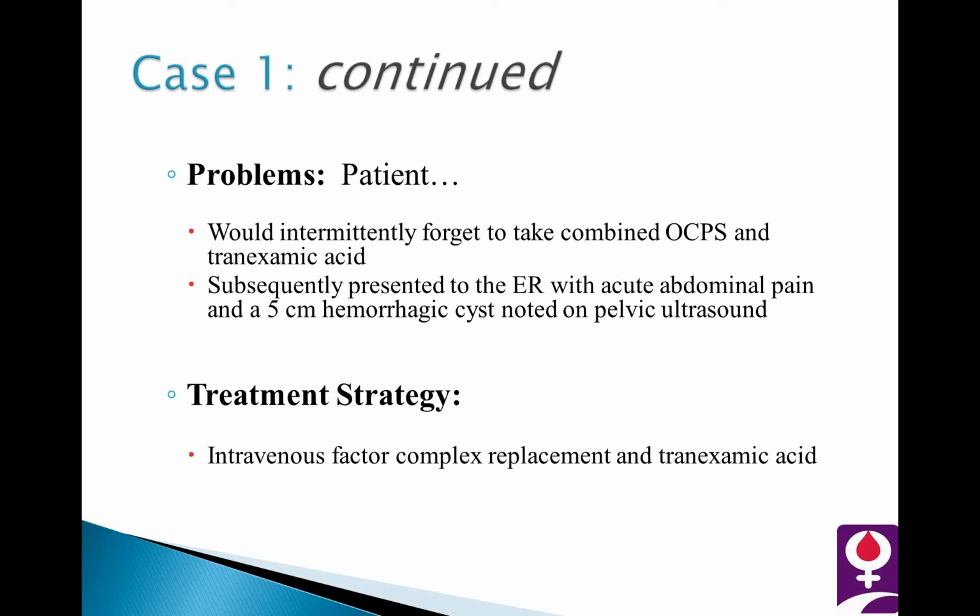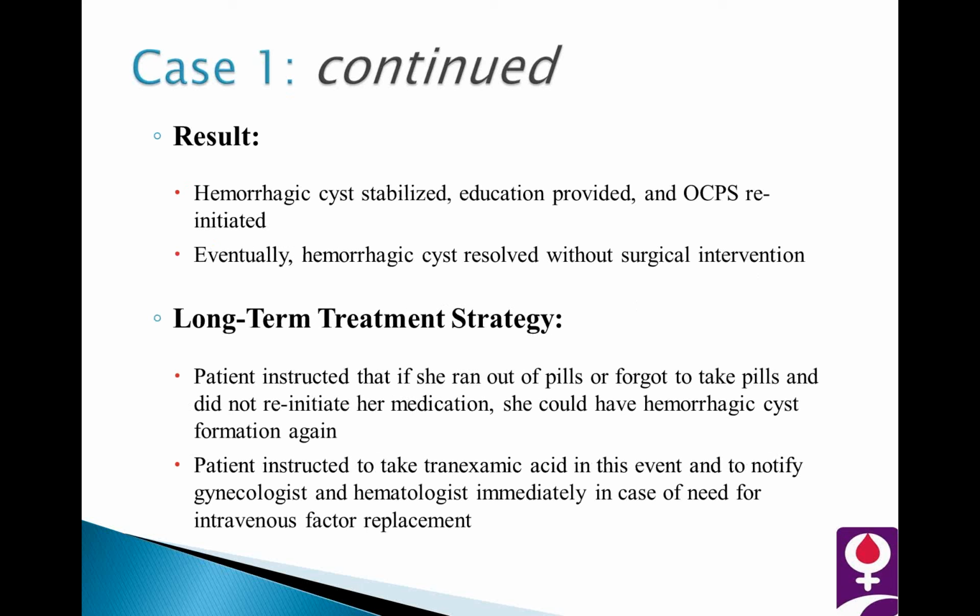She subsequently presented to the ER with acute abdominal pain and a 5-centimeter hemorrhagic cyst that was noted on pelvic ultrasound. Treatment strategy at this point, knowing her lack of responsiveness to DDAVP, was intravenous factor complex replacement and tranexamic acid. The goal here was to stabilize the hemorrhagic cyst, prevent expansion of the cyst, and prevent a potential trip to the operating room, given her bleeding condition. Our result, thankfully, was that her hemorrhagic cyst stabilized, we provided education, and her oral contraceptive pills were reinitiated. Eventually, her hemorrhagic cyst resolved without surgical intervention.